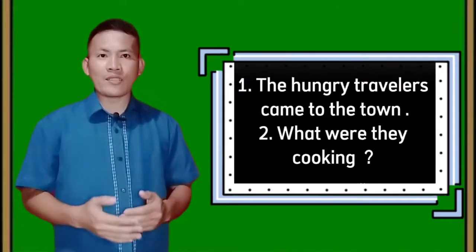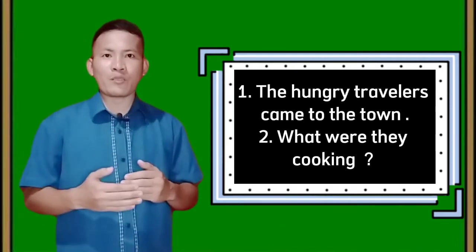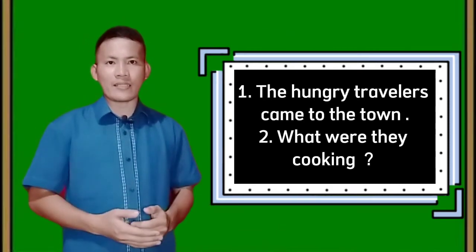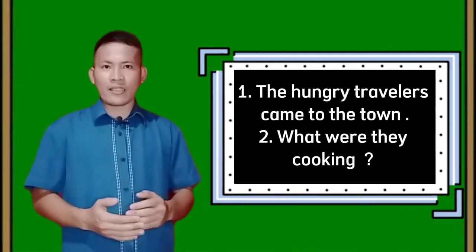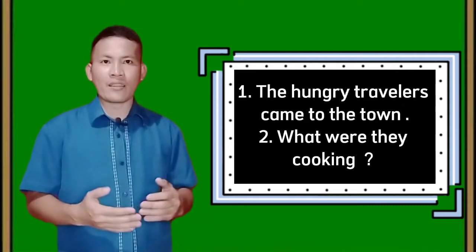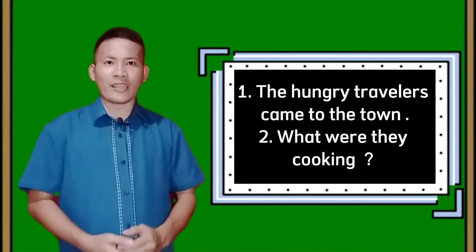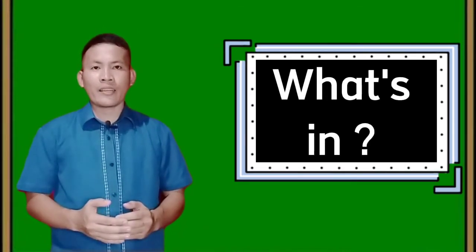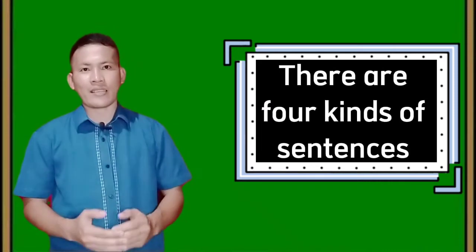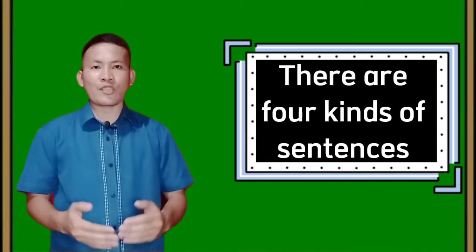Now let me ask you again. In sentence number 1, what have you noticed at the end of the sentence? Yes, there is a period. How about in sentence number 2? Very good. There is a question mark. What a wonderful idea. Kids, in this lesson, you will learn that there are 4 kinds of sentences. And 2 of those sentences will be tackled today.